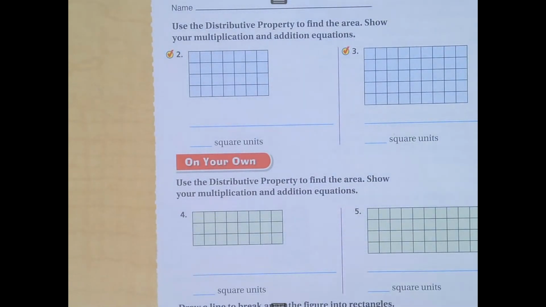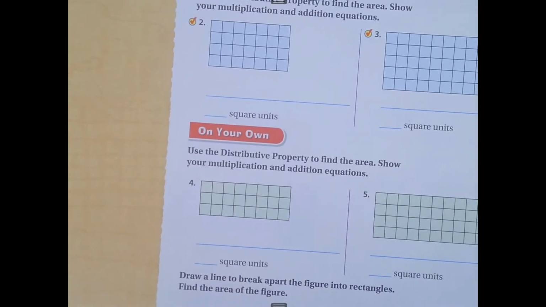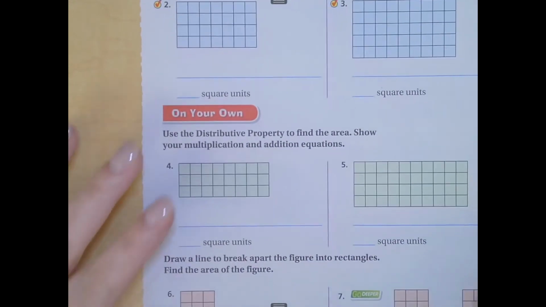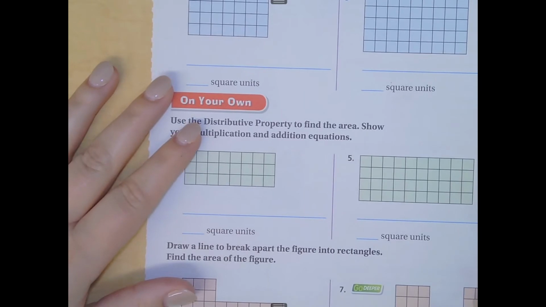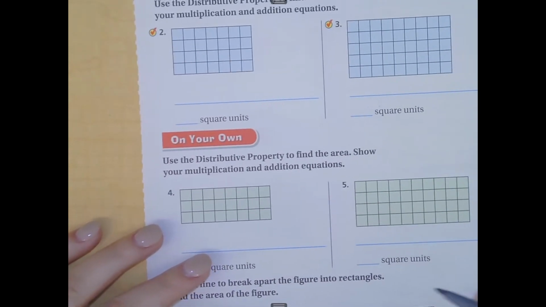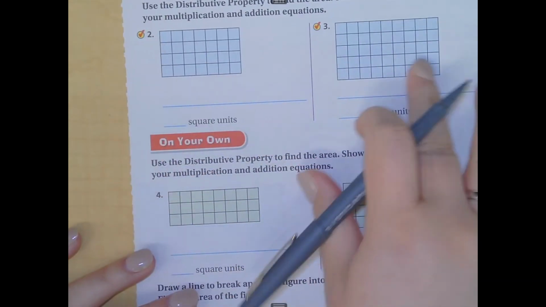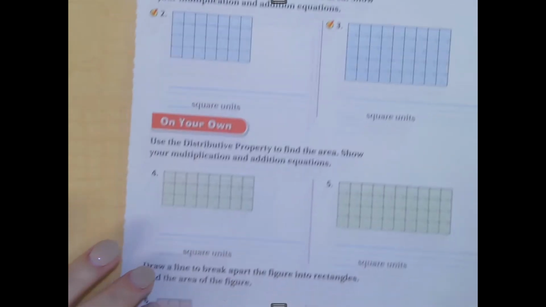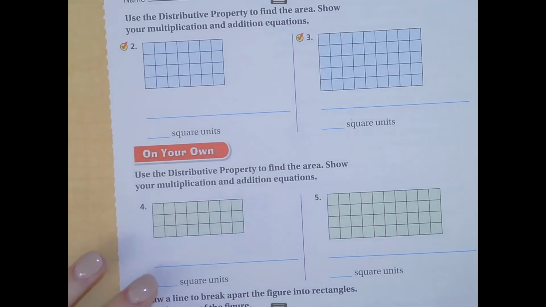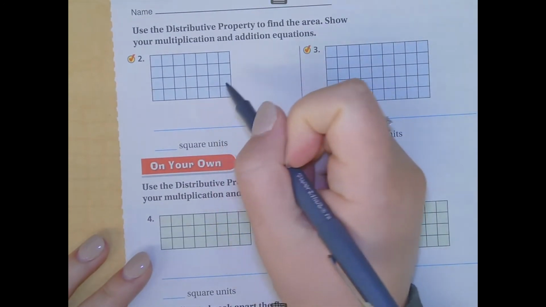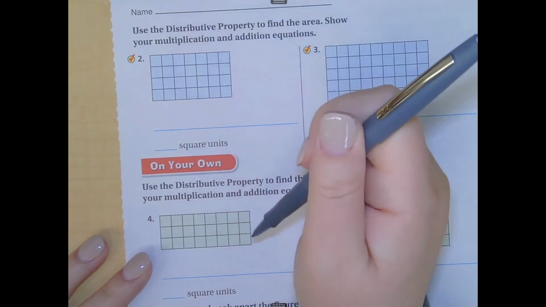Okay, use the distributive property to find the area. Show your multiplication and addition equations. So they're wanting you to show both. Basically, just show all your work. So you might say, these are normal shaped rectangles. Why can't I just solve it? You could, but we are following directions and pretending that we don't know our big multiplication facts. We're going to follow the directions and we're going to chop it, okay?